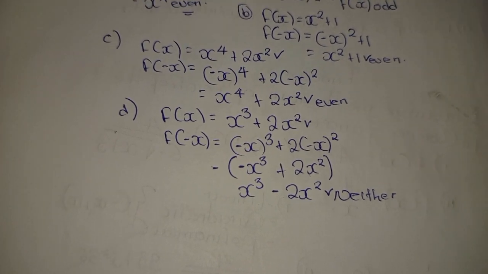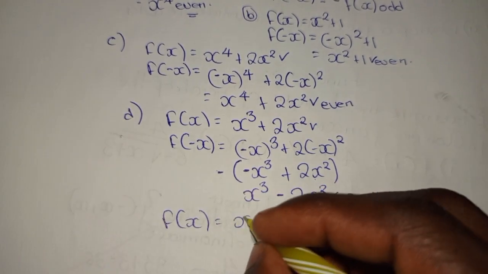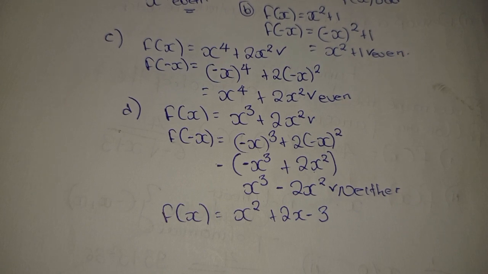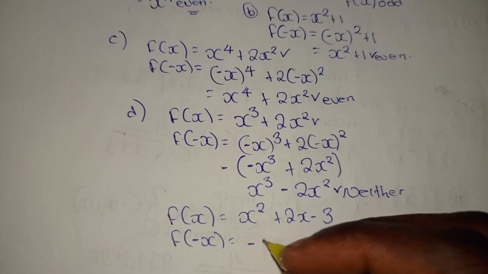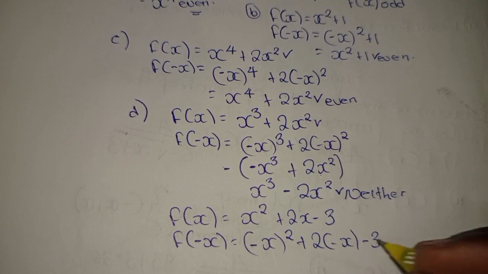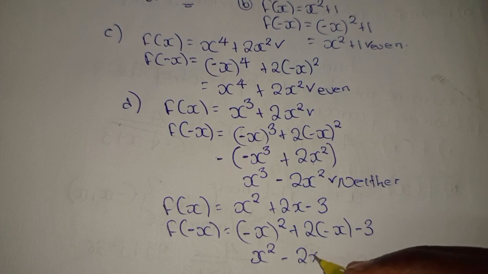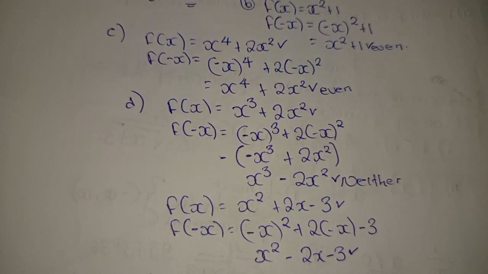So lastly, we have been given the function f of x equals x squared plus 2x minus 3. So if you have understood what we have explained, you can pause the video and try to work out this very question. So now we just replace with our negative x. So we say negative x squared plus 2 times negative x minus 3. So we know for sure that this is the same as x squared minus 2x minus 3. We know that this is not equal to that, so it is not even.